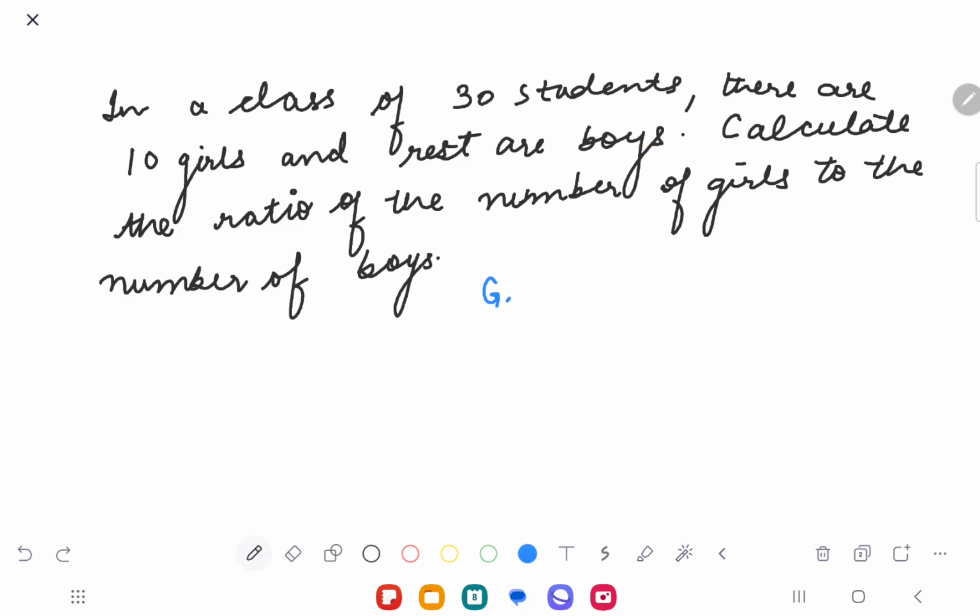Can you tell me? Girls are 10. How many would be boys? Can you tell me? If the total students are 30, correct, and there are 10 girls, there would be 20 boys. Yes or no? Because 30 total students minus the girls. So there would be 20 boys.